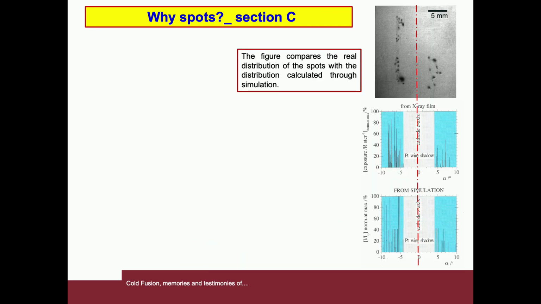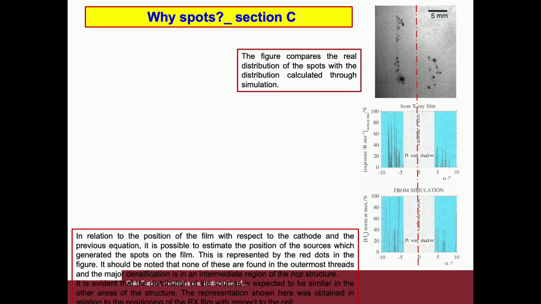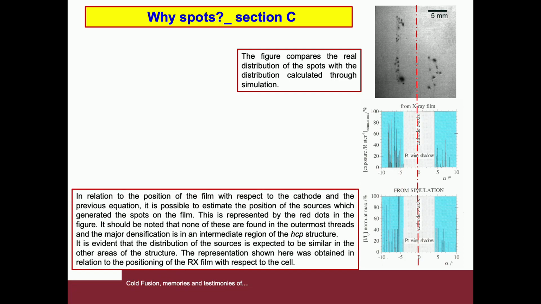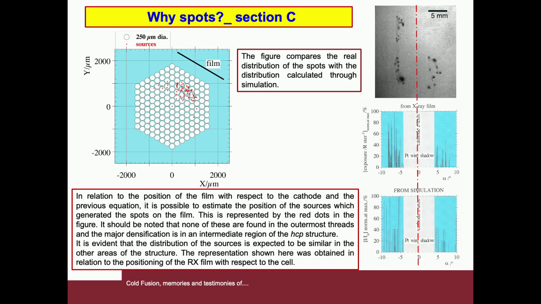White spots, Section C. The figure compares the real distribution of the spots with the distribution calculated through the simulation. As we see, there is enough correlation between the real and the calculated situation. Using the position of the film with respect to the cathode and the previous equation, it's possible to estimate the position of the sources which generated the spots on the film. This is represented by the red dots in the figure.